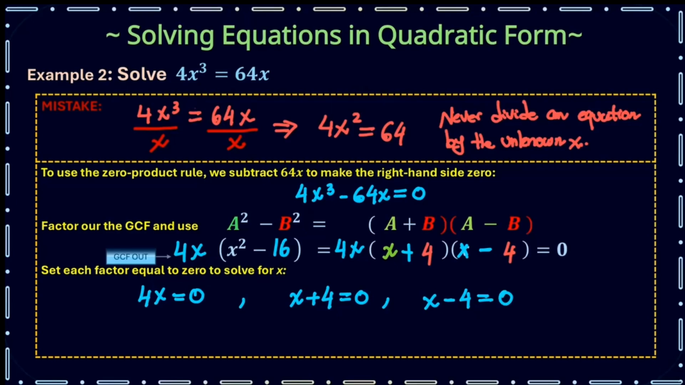For the first one, 4 times 0 is 0, so x is 0. For the second one, we subtract 4. x is equal to -4, or you can just think of a number so that when you add 4 to it, you get 0. That number is -4. And for the third equation, x should equal 4. We have 3 solutions: 0, -4, or 4.